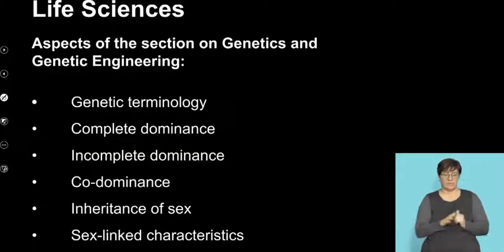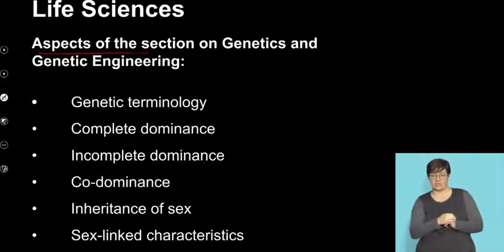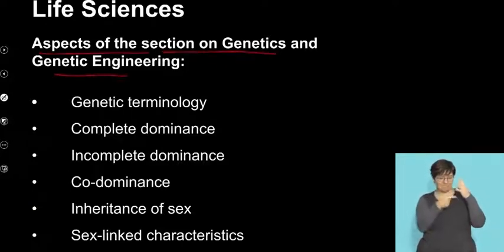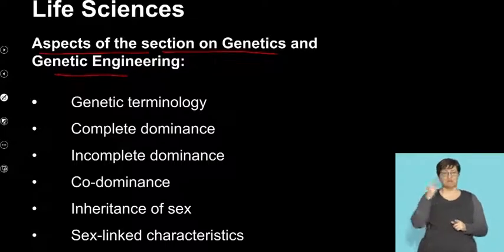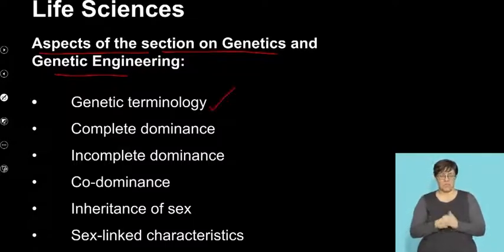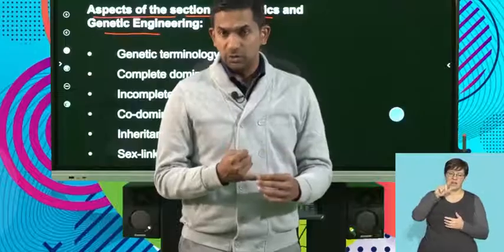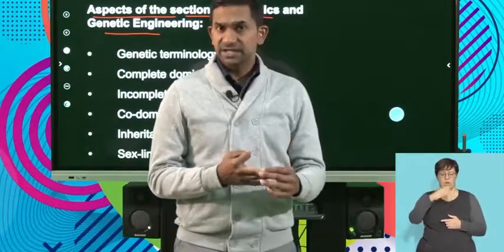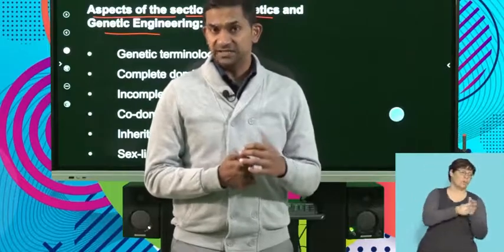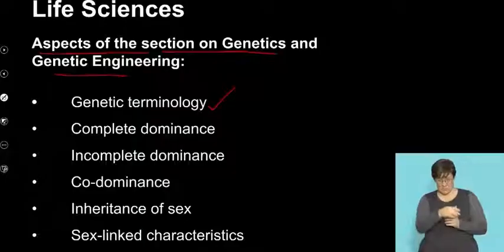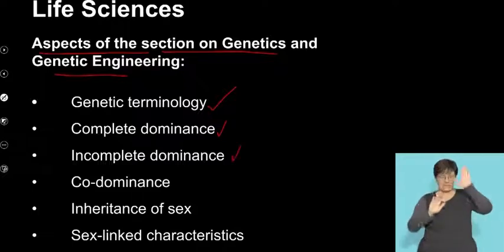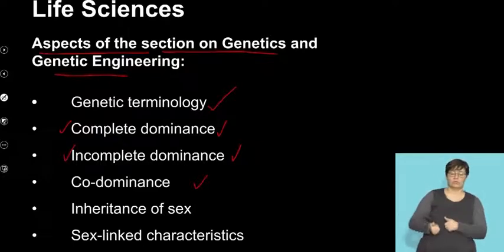So guys, it's important that when we look at this, the aspects of the section on genetic engineering are important. This is essentially a breakdown of the concepts that you need to have when looking at genetics and genetic engineering. We need to know all the terms around genetic terminology, and these include the terms alleles, locus, homozygous, heterozygous, dominant, recessive. Remember those. We've got to know patterns of inheritance, and these patterns are complete dominance, incomplete dominance, as well as codominance.